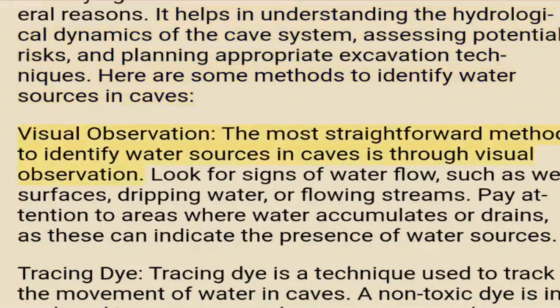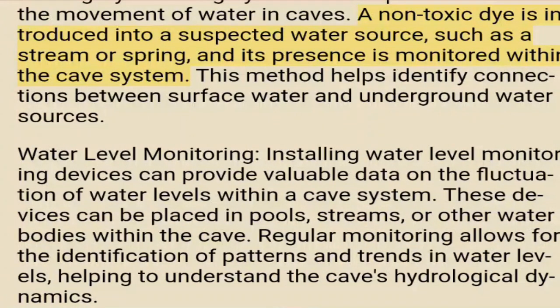Visual observation. The most straightforward method to identify water sources in caves is through visual observation. Look for signs of water flow, such as wet surfaces, dripping water, or flowing streams. Pay attention to areas where water accumulates or drains, as these can indicate the presence of water sources. Tracing dye. Tracing dye is a technique used to track the movement of water in caves. A non-toxic dye is introduced into a suspected water source, such as a stream or spring, and its presence is monitored within the cave system. This method helps identify connections between surface water and underground water sources.